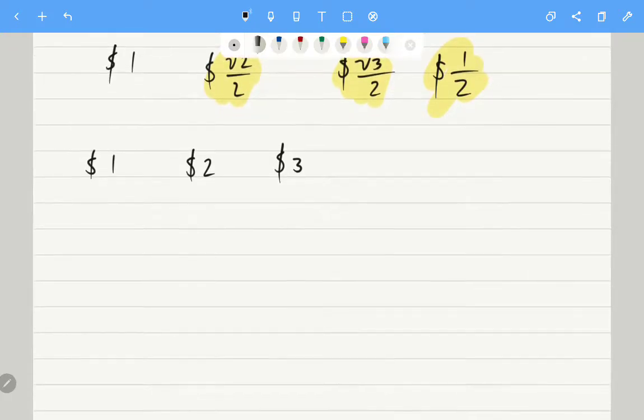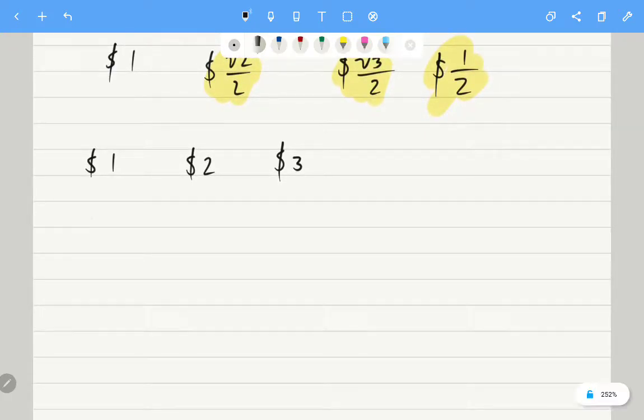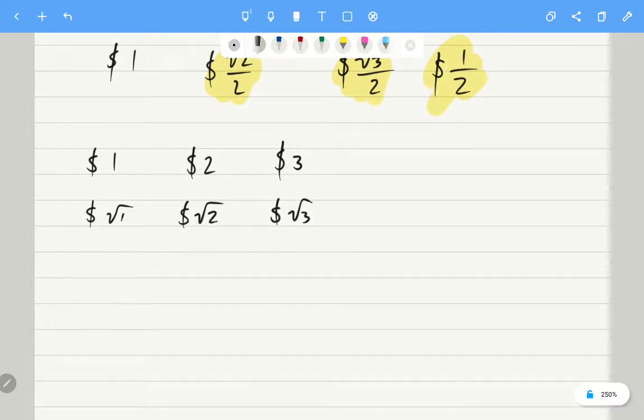Next question is, would you rather have root $1, root $2, or root $3? I'll let you have a look at your calculators if you want, but if you think about it, root 1 is just 1, root 2 is going to be a little bit bigger than 1, and root 3 is going to be a little bit bigger than root 2. So you'd think this one would be the biggest.